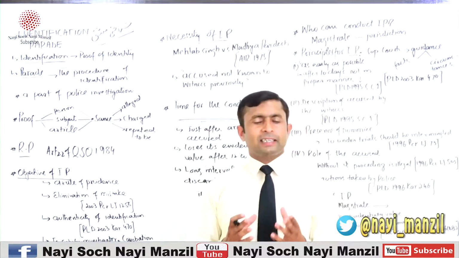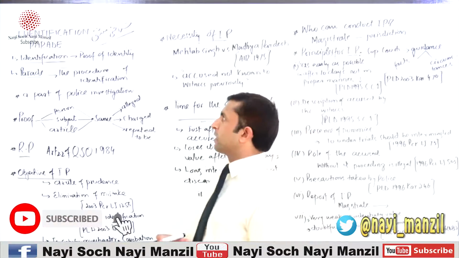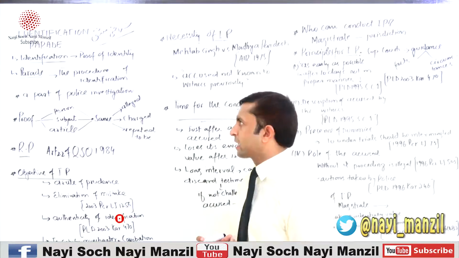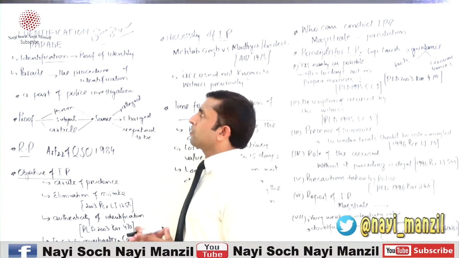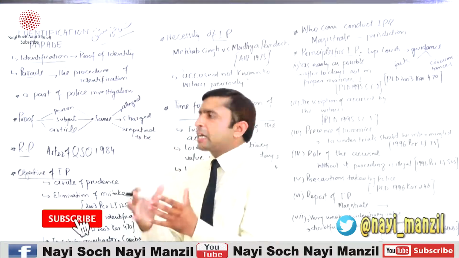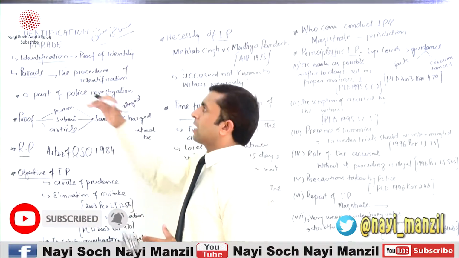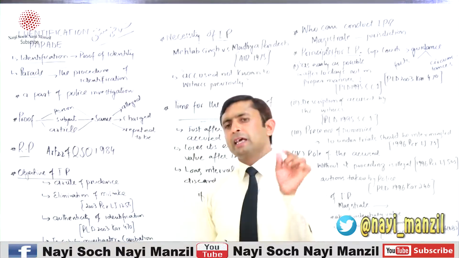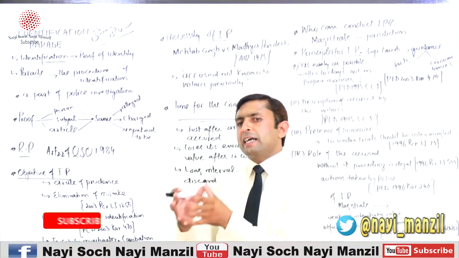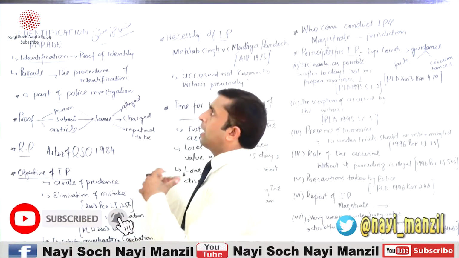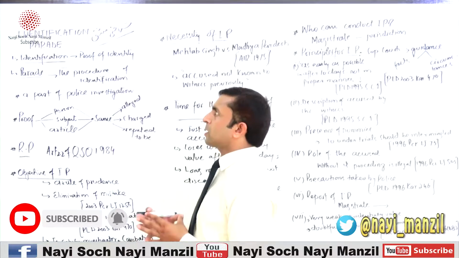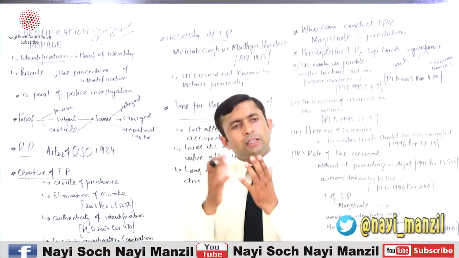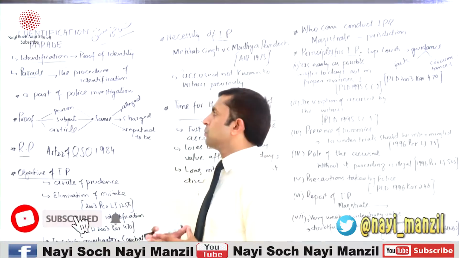Today's topic for discussion is identification parade. It means to identify the accused, the real or principal accused. But actually, identification means to seek out proof of identity, and parade means the procedure adopted for the identification of the accused. Collectively, identification parade means a procedure adopted for the identity of the accused.